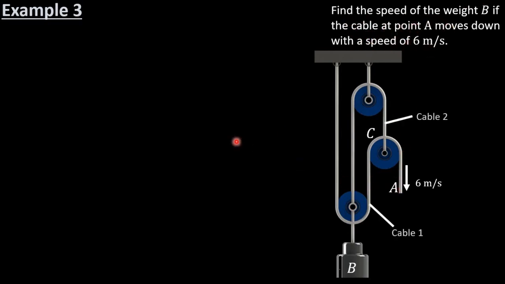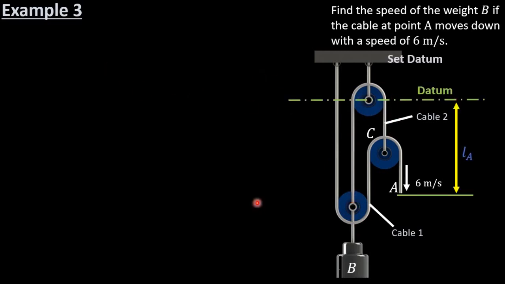Okay, so there's cable 1, cable 2. So cable 1 is this cable here, cable 2 is this cable there. So set the datum. Okay, so our datum is here. We draw in our variable length L sub A, which is the distance from the datum down to A. We draw in our variable length L sub C, which is the distance from the datum to the center of pulley C. So pulley C here is what connects the two cables together. And then I put in my variable length L sub B, which is the distance from the datum to the pulley attached to weight B. And these are all my constant lengths. Okay, so that length is constant, constant, constant, and that is constant as well.